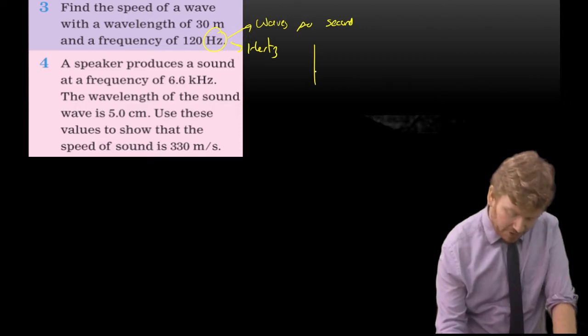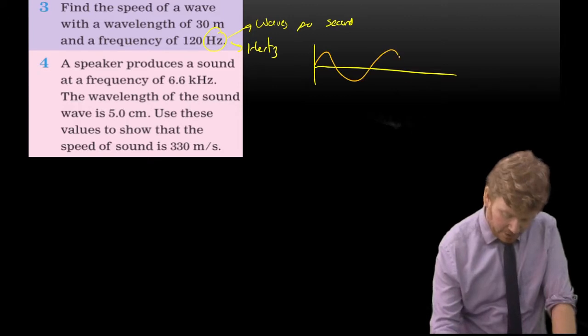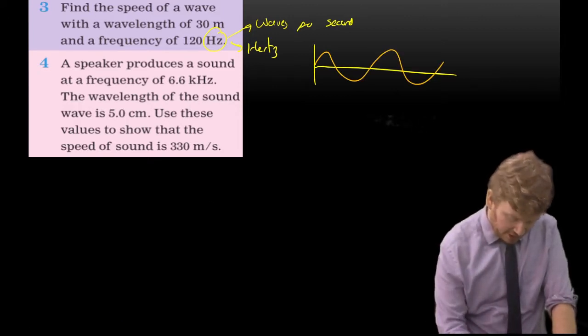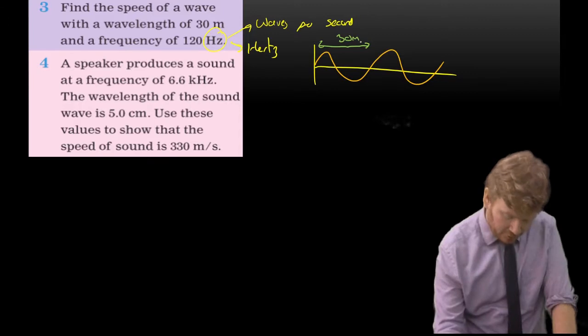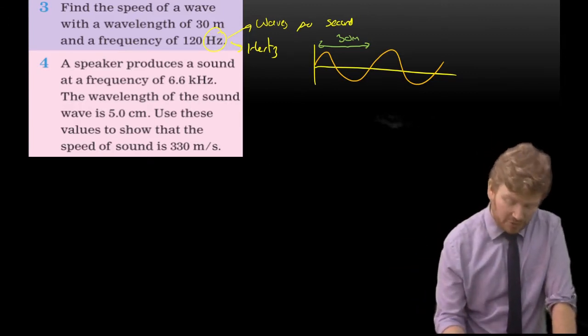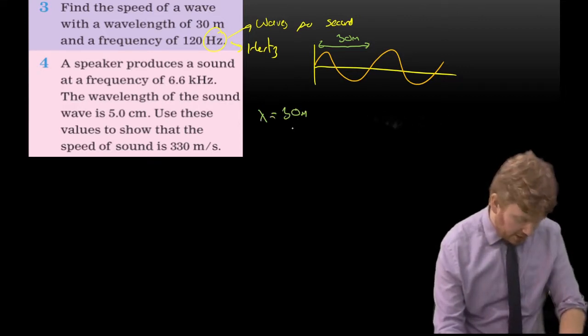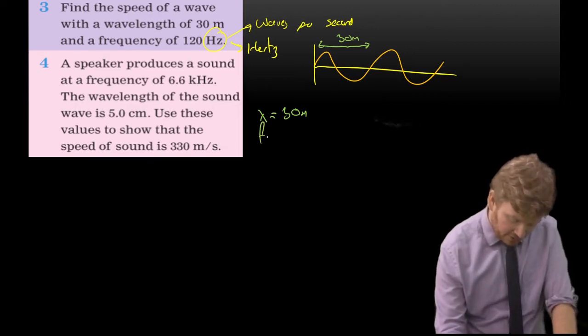Okay, so what have we got here? This again is my graph for my wave. There's a wave, and I know that I have a wavelength of 30 meters. So from one point in the wave to the next point is 30 meters. Now, it's always a good idea whenever you're doing any physics problem to write down what you know. So, I know that the wavelength lambda is 30 meters, and I know that the frequency is 120 hertz.